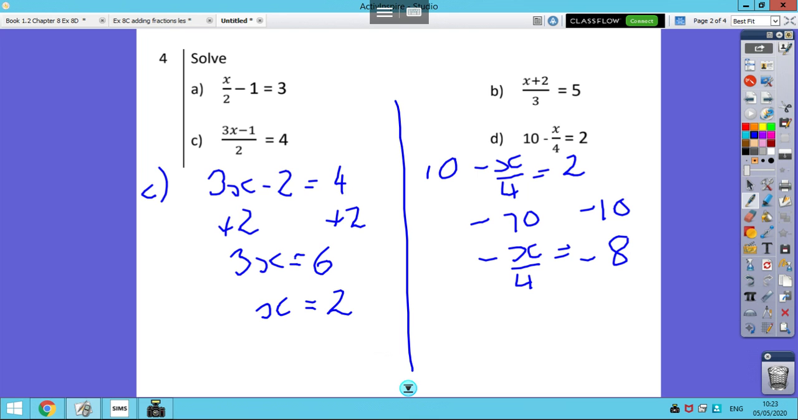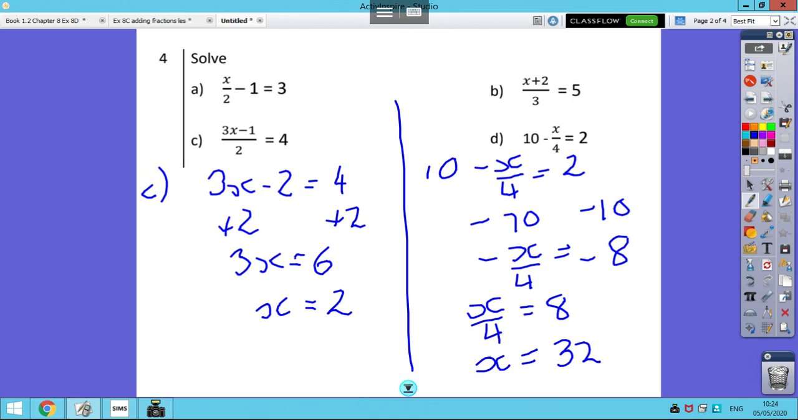Now what we can do is we can actually get rid of those minuses on both sides. We can actually cancel them both out. Because they're on both sides, we can just cancel them. So actually we get x over 4 equals 8. Multiply both sides by 4, because a number divided by 4 gives you 8, so you've got to do 8 times 4, and we get x is equal to 32.